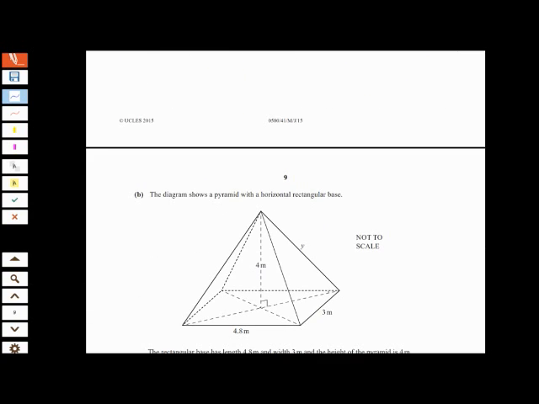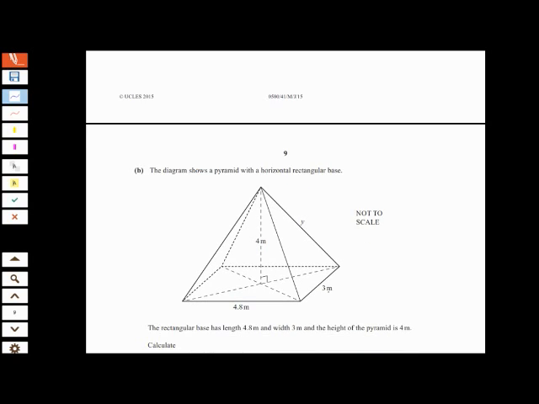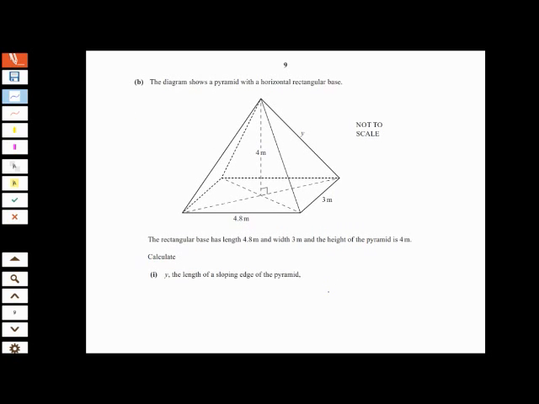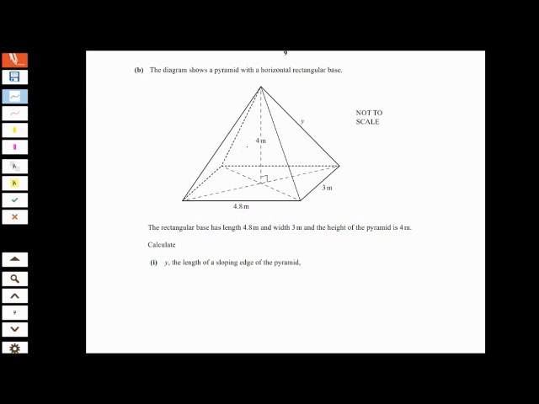Alright, next question. The diagram shows a pyramid with a horizontal rectangular base. The height is 4 meters, 4.8 and 3. Now they want to find y, which is the sloping edge of the pyramid. How would you do that?